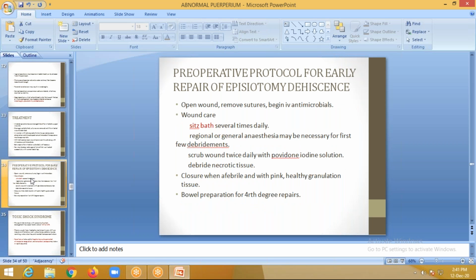Coming to the preoperative protocol for early repair of episiotomy lesions. Open the wound, remove the sutures, begin IV antimicrobials. Wound care is by sitz bath 7 times daily. Regional or general anesthesia may be necessary for the first debridement. Scrub the wound twice daily with povidone iodine solution. Debride necrotic tissue. Closure when ephemeral and with healthy granulation tissue. Bowel preparation is needed for 4th degree perineal tears.